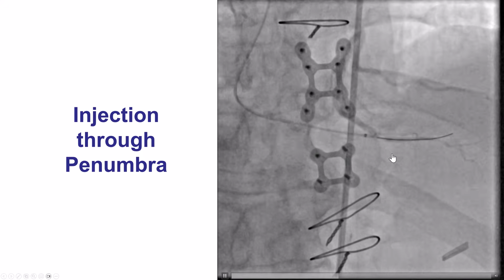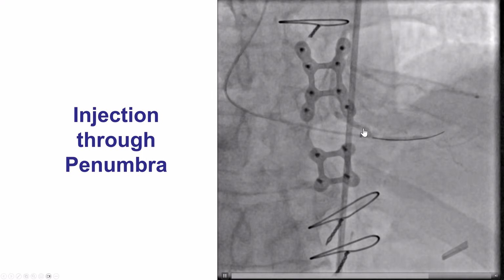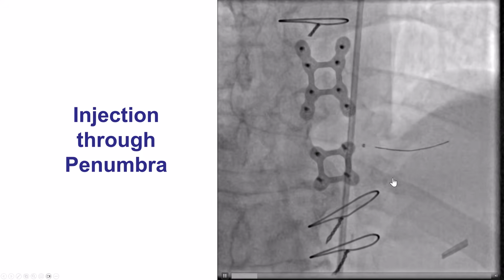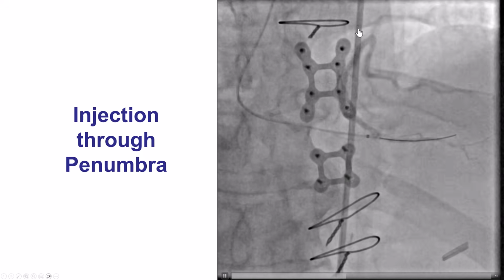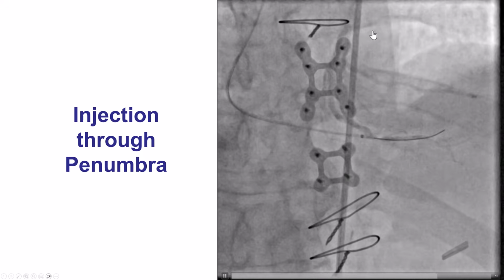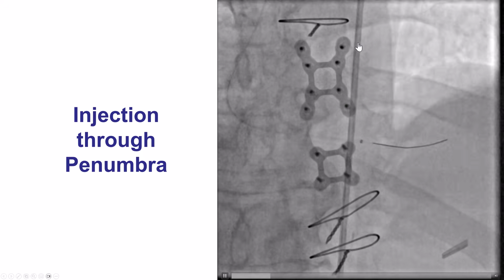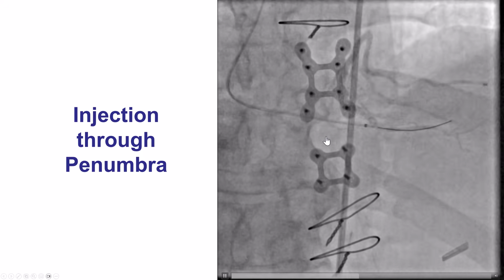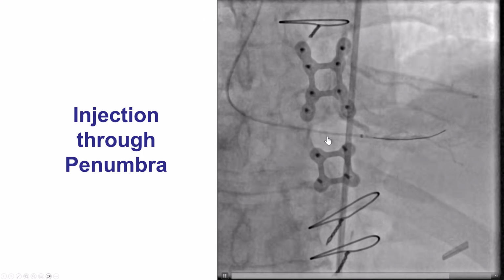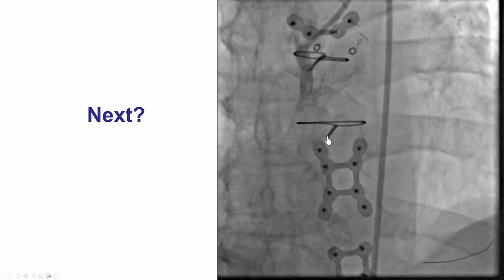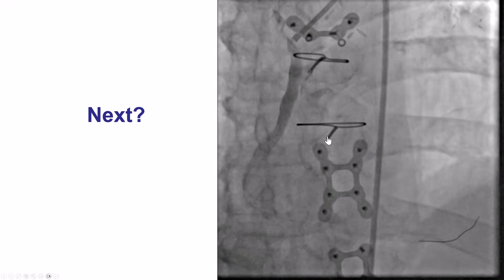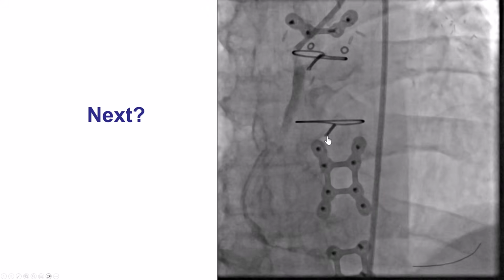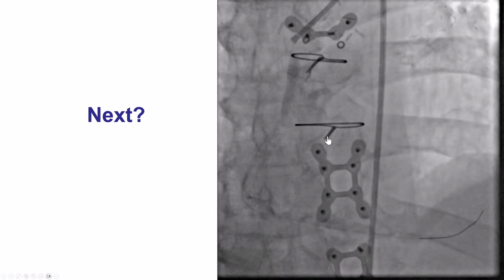We advanced the Penumbra catheter distally, and we did an injection through the over-the-wire lumen, and we did see the left PDA going back, and then there is an occlusion in the distal circumflex. So given the failure to recanalize the saphenous vein graft, we decided to try to recanalize the native coronary artery. And to do that, we decided to use the retrograde approach.